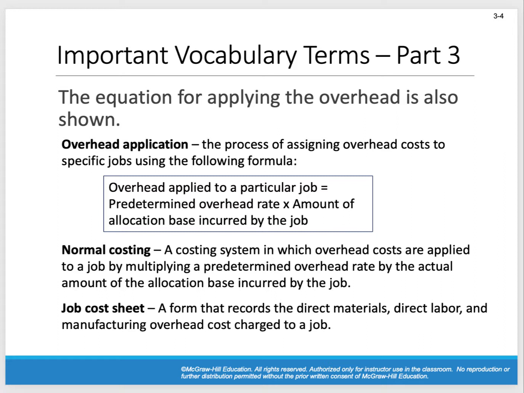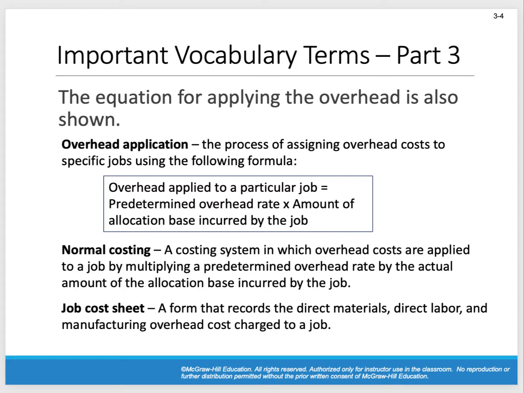Well, to apply overhead, what we need to do is take the predetermined overhead rate that we already calculated, and we multiply that by the actual amount of the allocation base that the job incurred. In other words, if the allocation base is direct labor hours, okay, how many actual direct labor hours did we use on this job, or on this product, or for this service? Actually, how many machine hours did we actually use, right? I'm taking that actual and applying it to the predetermined overhead rate, okay?